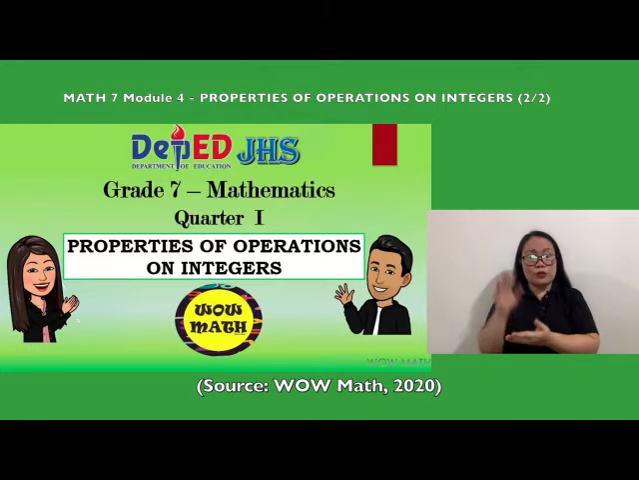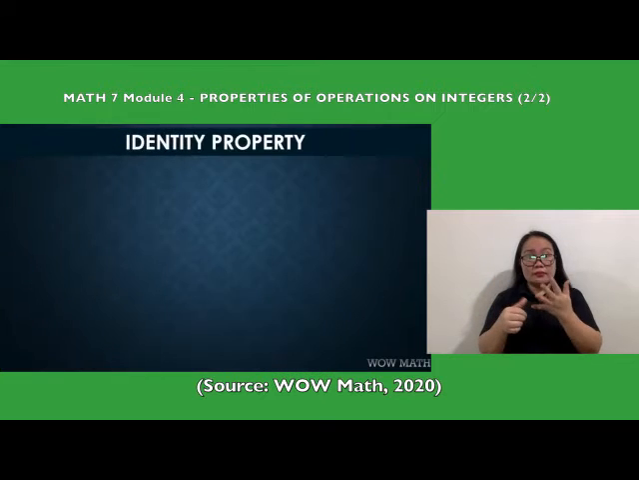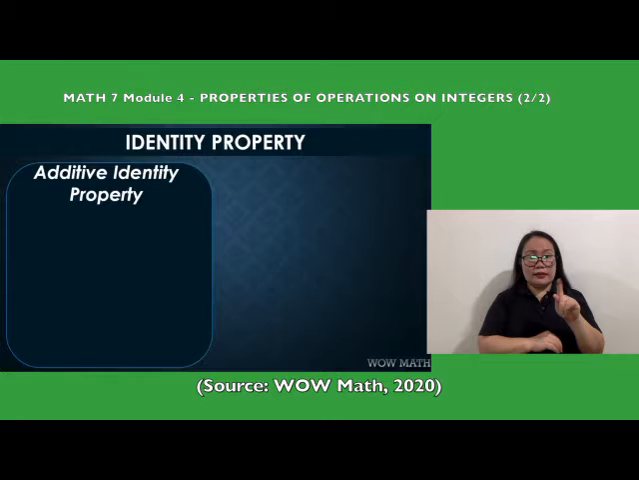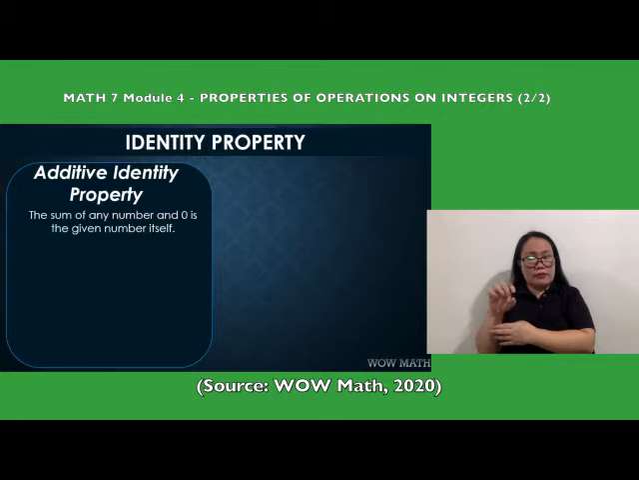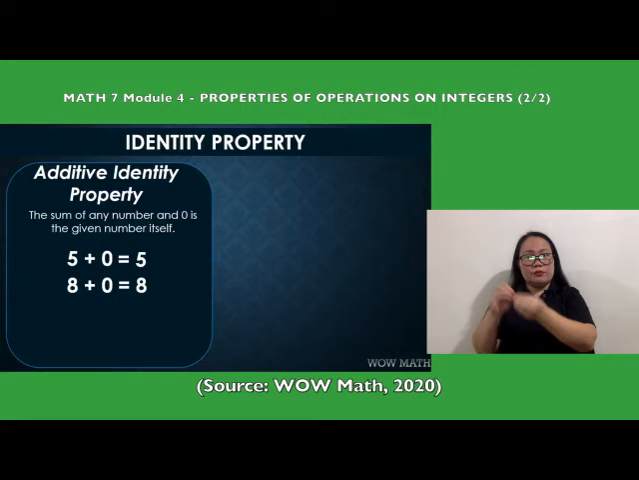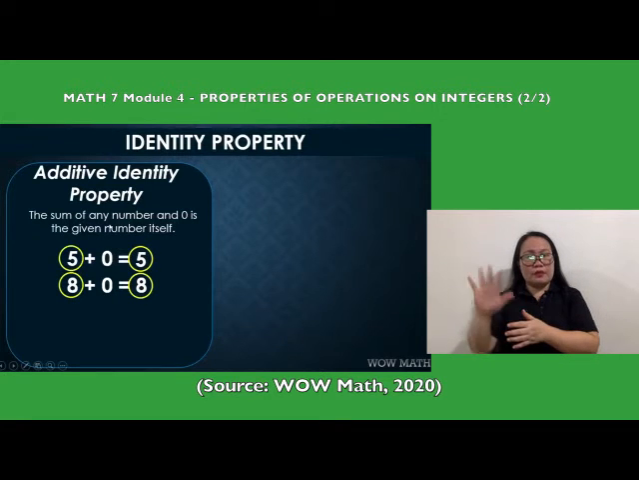So the fifth property is the identity property. So what do we mean by identity property? So, meron tayong additive identity property. Ano nga ba ito? The sum of any number and zero is the given number itself. Let's have an example. Okay. So, ibig sabihin, kahit ano daw number ang i-add natin sa zero, the resulting sum is the given number itself.